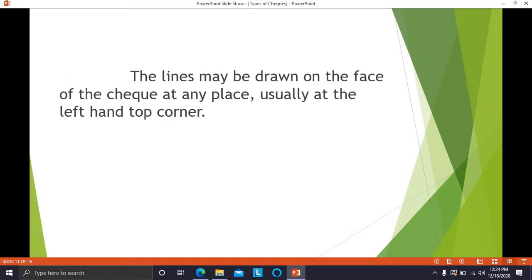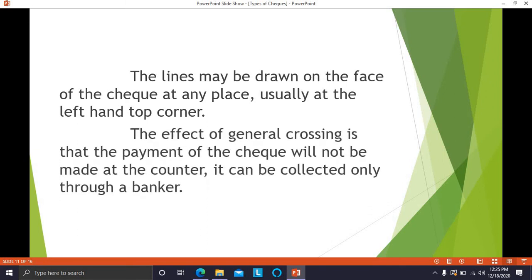The lines may be drawn on the face of the check or at any place. Usually the lines are drawn at the left hand top corner of the check. The effect of general crossing is that the payment of the check will not be made at the counter and it can be collected only through a banker.